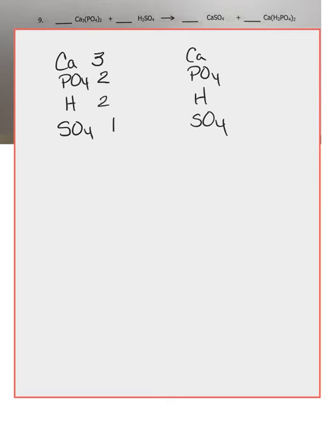Now on the product side, let me get a pointer so you can see what I'm looking at. This calcium and this calcium means I have 2 calciums. So I'm going to put a 2 there.